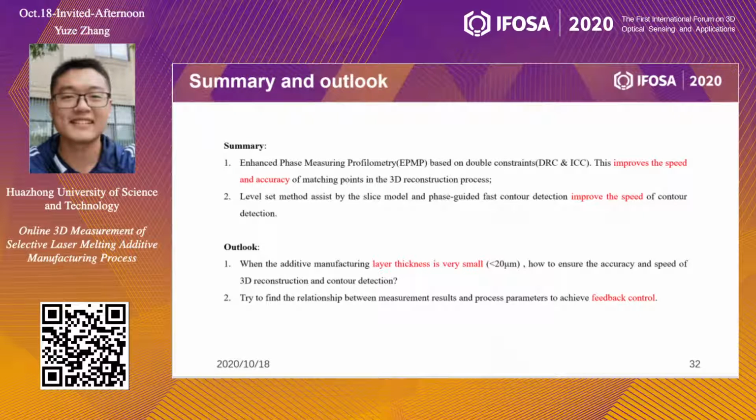At the same time, we also have other ideas. If the layer thickness is very small, how to ensure the accuracy and speed of 3D reconstruction and contour detection? We will also try to find the relationship between measurement results and process parameters to achieve feedback control.